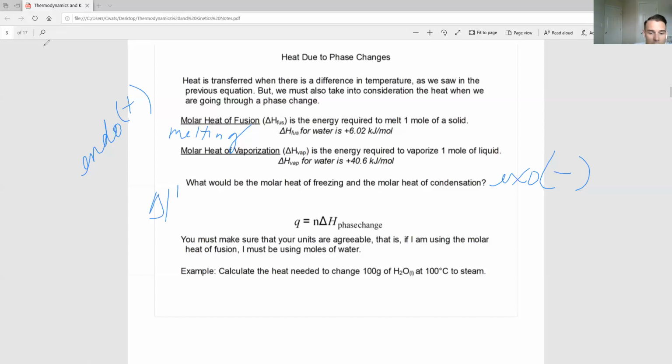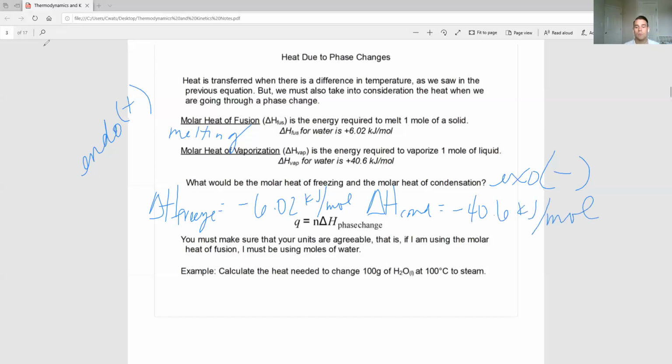So the delta H of freezing is going to be negative 6.02 kilojoules per mole. And the delta H, so the enthalpy of condensation, is going to be negative 40.6 kilojoules per mole. It's all about the direction in which the energy is going. So sometimes you can see it in kilojoules per mole. Sometimes it could be joules per gram. You just have to pay attention to what your units are and make sure that they match up in order for you to get your answer.